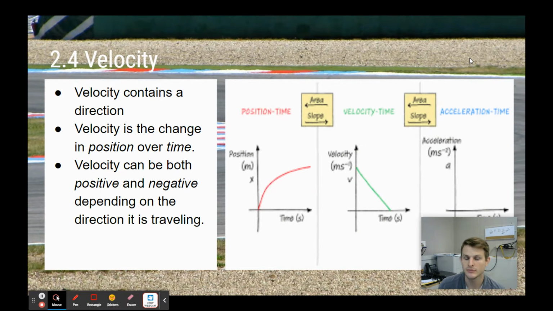So we're picking up from graphing speed or motion to velocities. This is lesson 2.4. This is on velocity. It's not much more. I'm not going to add much more onto last lesson. I'm just going to mostly explain the differences between speed and velocity.